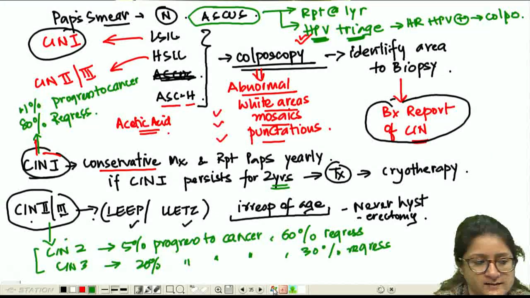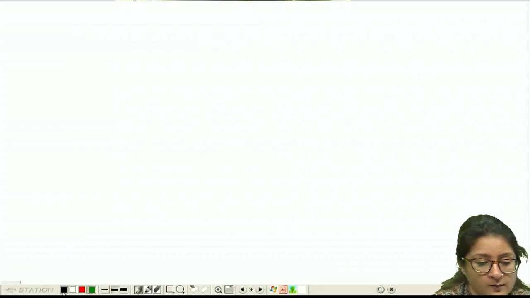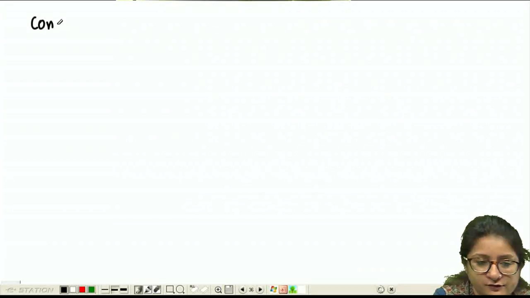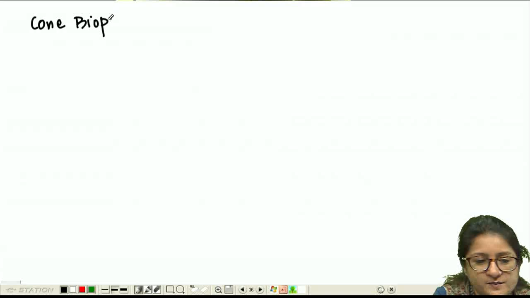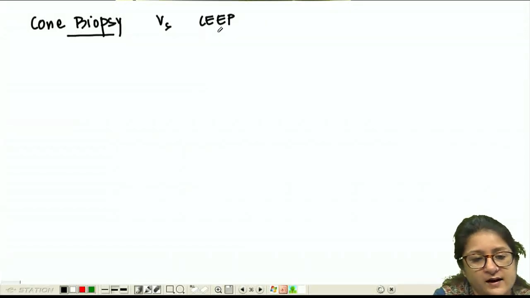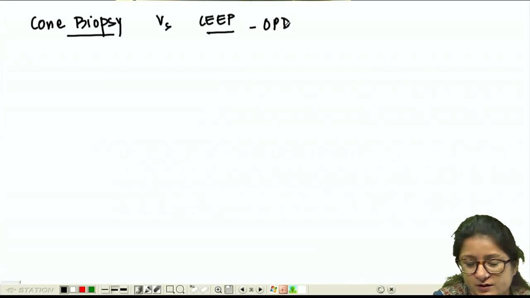Alright, so this is about CIN and its management. Now, we understand there is also a situation which is called cone biopsy. Now, how is cone different from the LEEP? Cone biopsy versus LEEP. You should remember that LEEP is an OPD procedure.